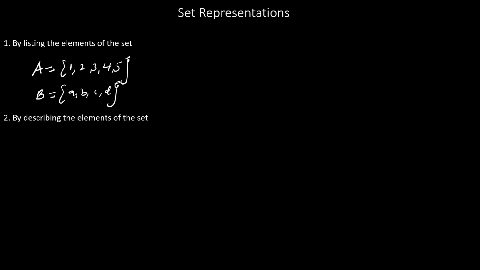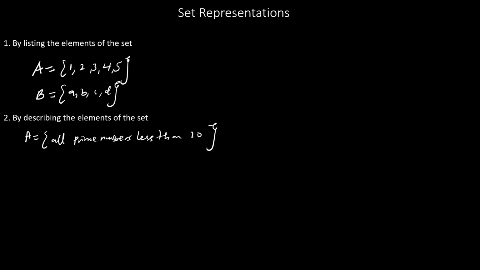The second method we are going to be looking at is by describing the elements of the set. And this is what we looked at in the previous example. We can say that set A is a set of all prime numbers less than 10.